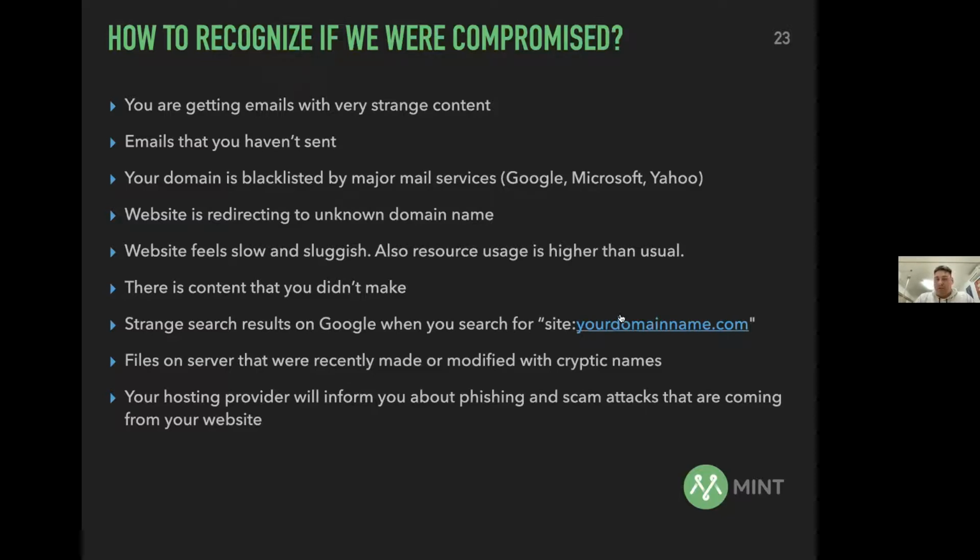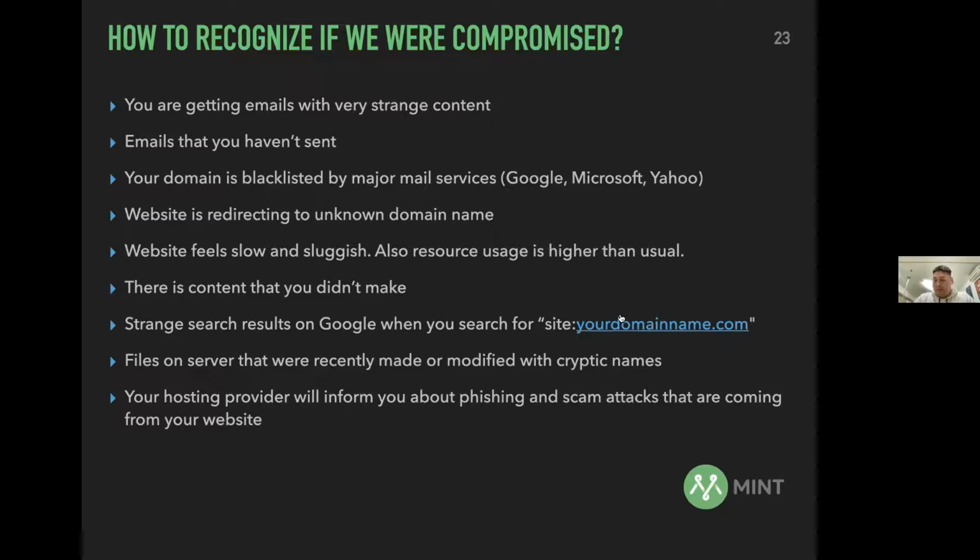If you're searching for your domain name on Google, you're going to get some strange results. Usually they start with Chinese and Japanese characters. That means that someone actually managed to break into your WordPress administration and put in some content. They're doing that because they're trying to build up their SEO to rank higher on search engines like Google.